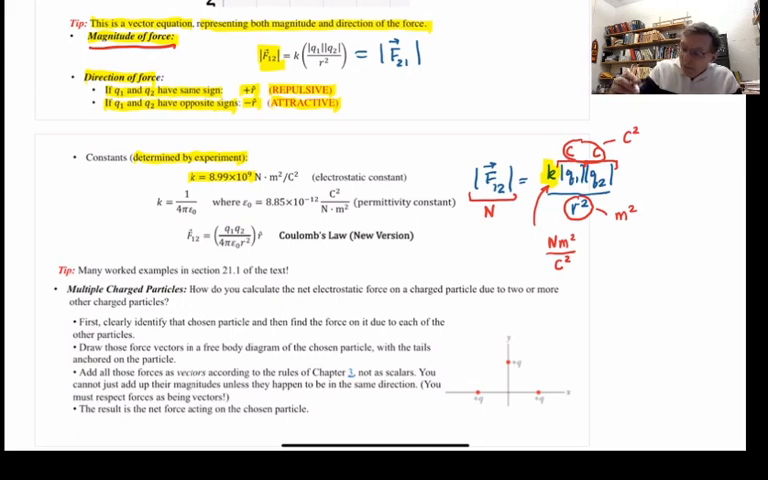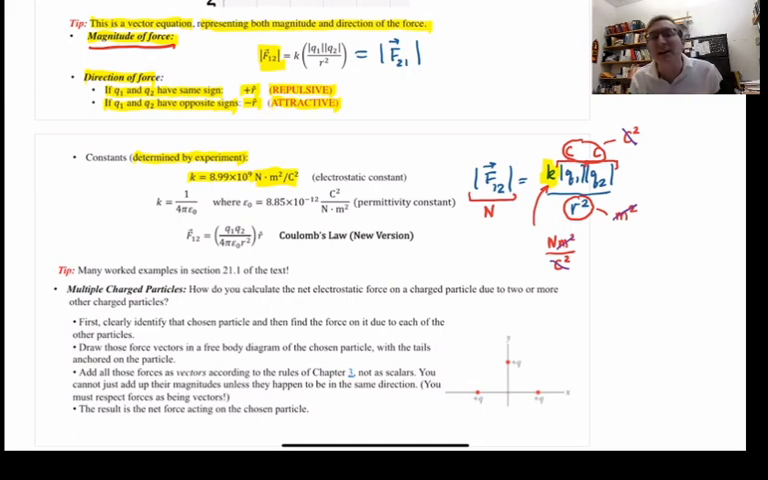So that when we multiply by Q1, Q2, the coulomb squareds cancel, and we divide by r squared, the meter squared and the meter squared cancel, and we have newtons. So that's why the units of this electrostatic constant, little k, are newton times meter squared over coulomb squared. You can just take that to be a measured constant in Coulomb's law.